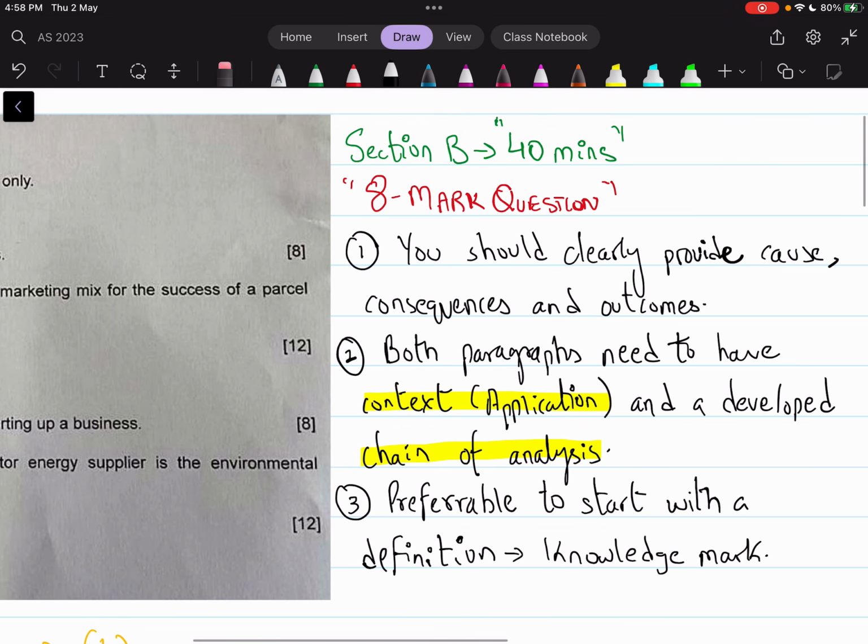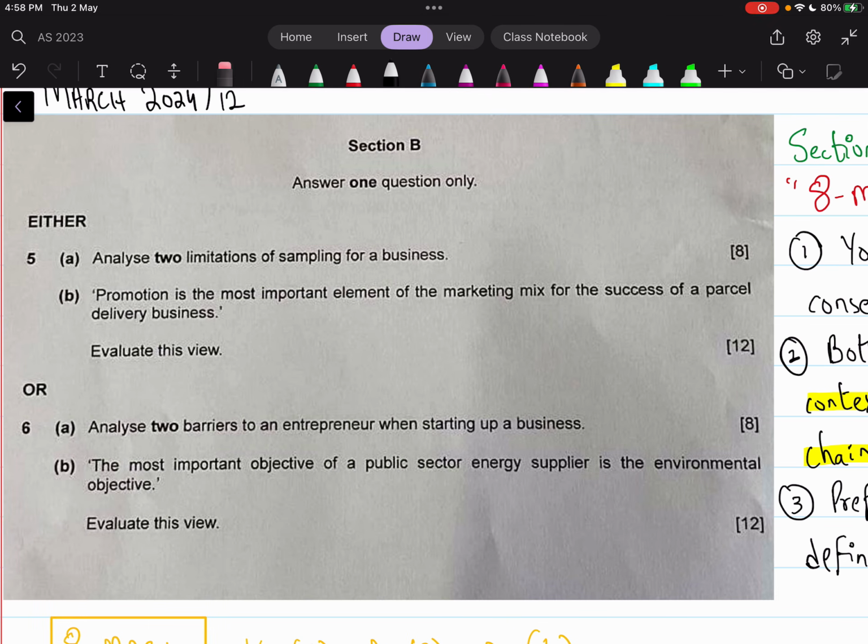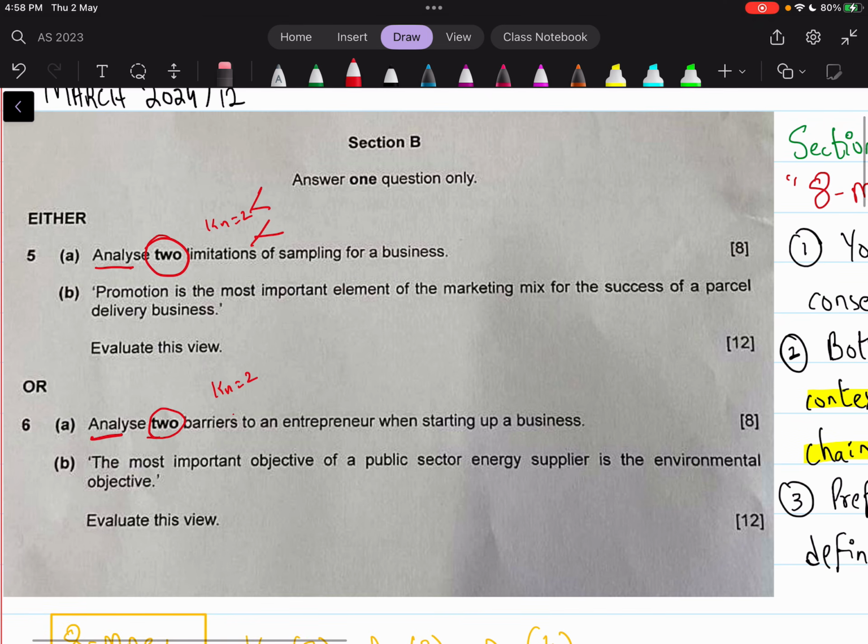In an 8 mark question, you can clearly see that both questions start from the term analyze. It clearly depicts that there are no marks for evaluation. And in both questions, only 2 content points are required to score full marks, because knowledge in both questions is worth 2 marks. But it's important to note that whatever content points you are writing, if you're writing 2 limitations of sampling, or 2 different barriers to entrepreneurship, you have to make sure that both of these content points are supported with a relevant example in business context.